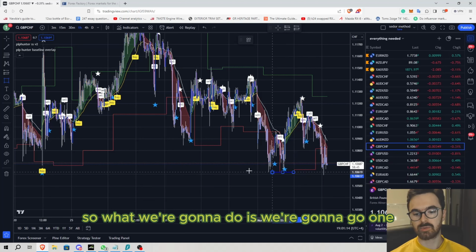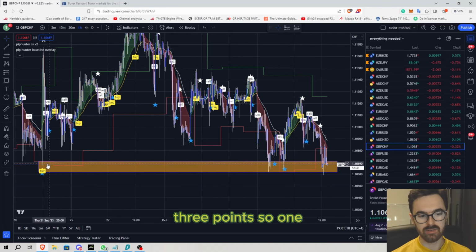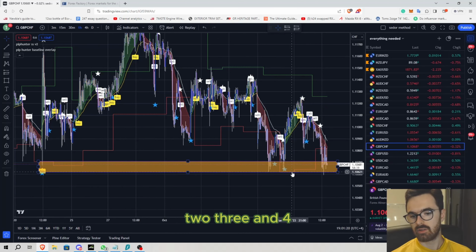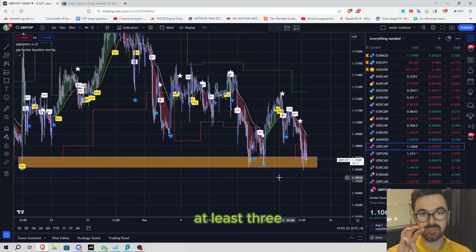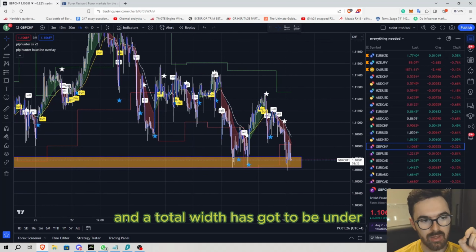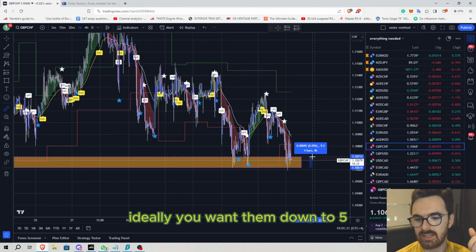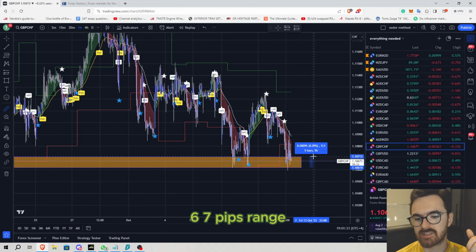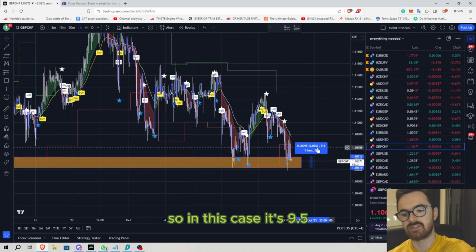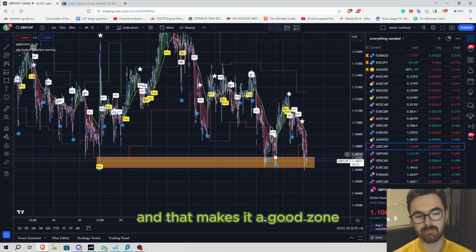We're aiming for at least 3 points. So 1, 2, 3 and 4. At least 3, but you can have as many as you need. And the total width has got to be under 10 to 15 pips. Ideally, you want them down in the 5, 6, 7 pips range. So in this case, it's 9.5, which is listed right here. And that makes it a good zone.